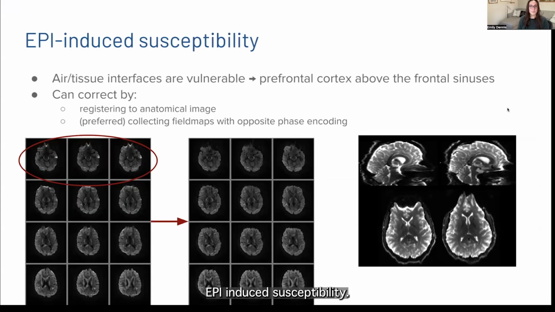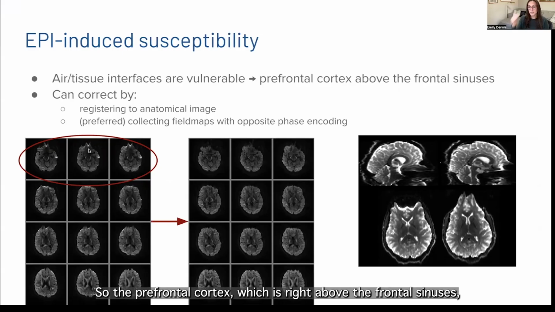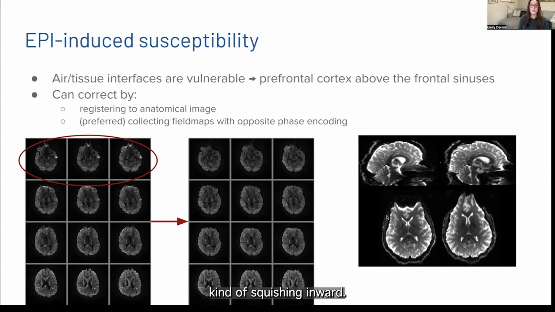EPI-induced susceptibility. What this looks like is this kind of blurring or stretching in one direction across one axis in the brain. It is most often seen at the air-tissue interfaces, so the prefrontal cortex, which is right above the frontal sinuses. This is often where we see this sort of distortion. And here you can see it clearly in these images, where you can see the stretching forward and, in this case, kind of squishing inward.